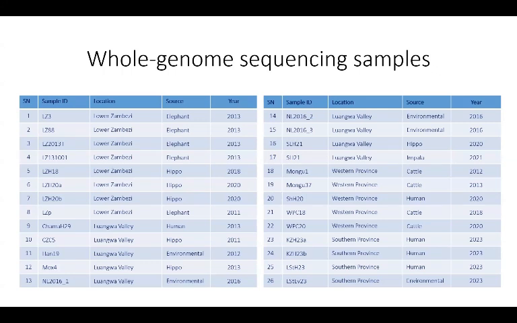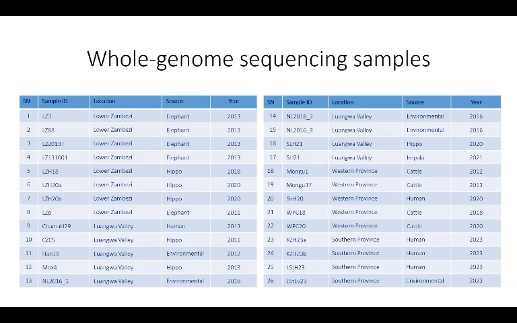Now, I want to show you, forget about the sample ID, but I want people to look at the location and the source. If you look at the location, Lower Zambezi, I think you saw the map, Lower Zambezi borders Zambia and Zimbabwe as well as Mozambique. It's near Zambia, Mozambique, and Zimbabwe. Here we were getting samples as early as 2011. These were from elephants and from hippos, as well as from humans.